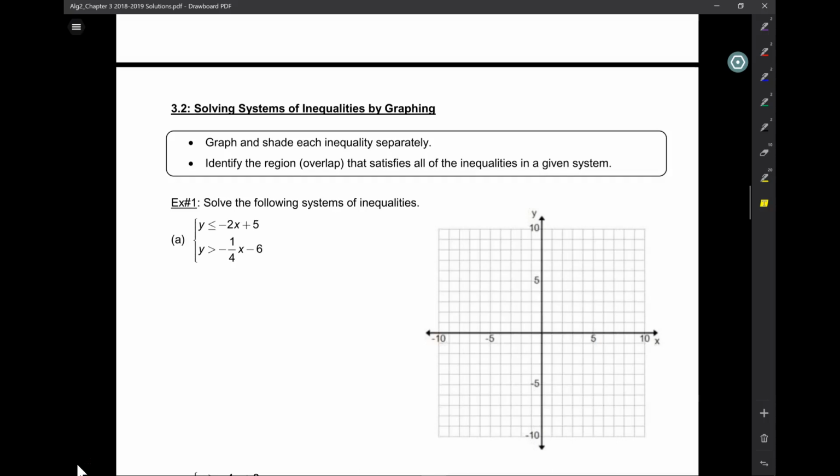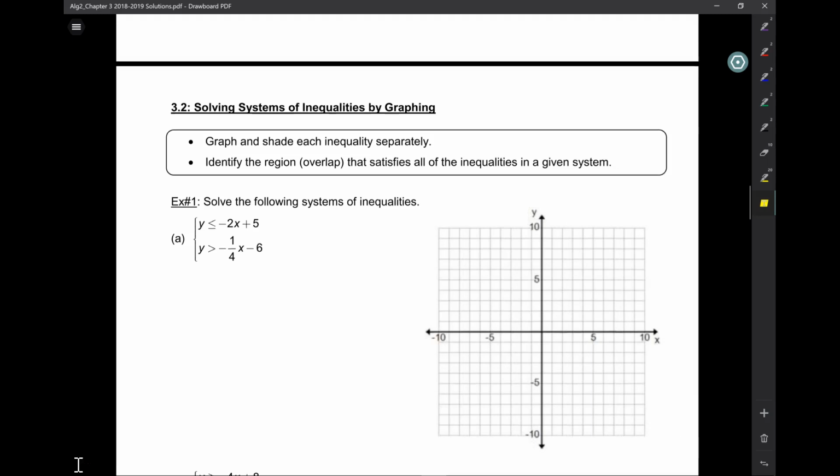So 3.2 is building on what we did in the last section. But now we're no longer solving systems of linear equations. Now they're systems of inequalities, right? And we're going to graph and solve them.